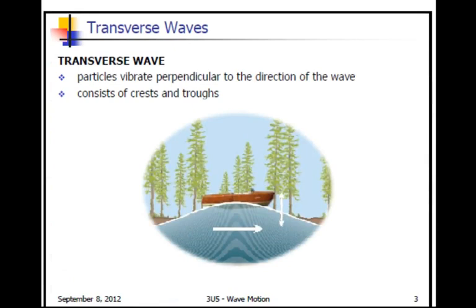And when the wave goes above the equilibrium point, we have what's called a crest, and when it's going below the equilibrium point, we have what's called a trough.